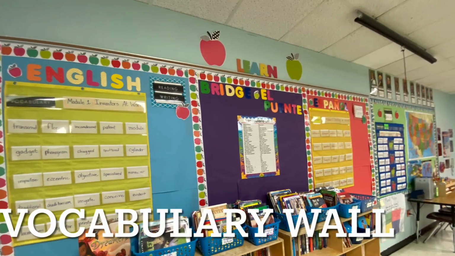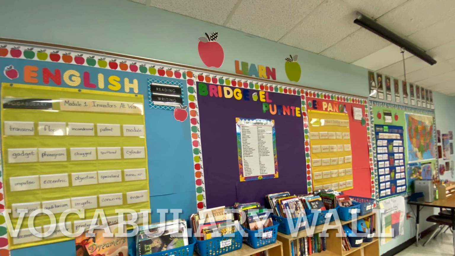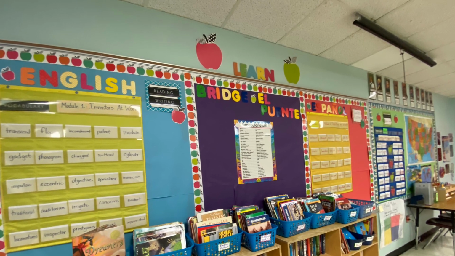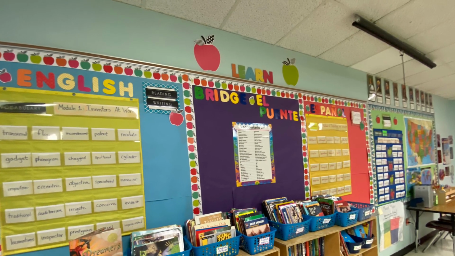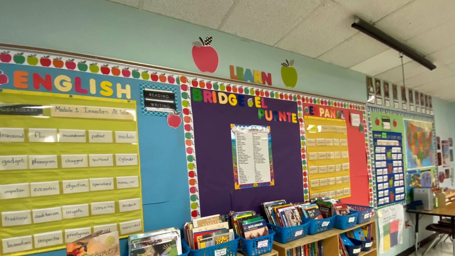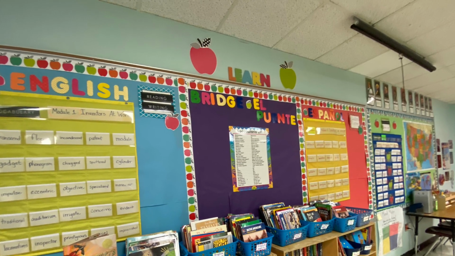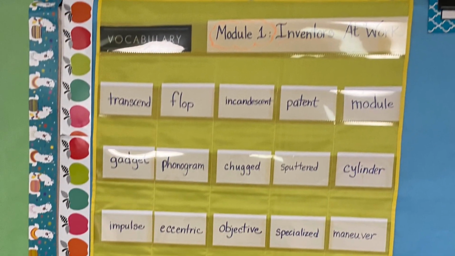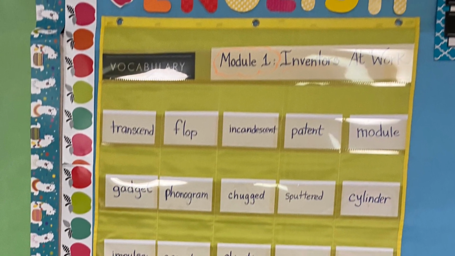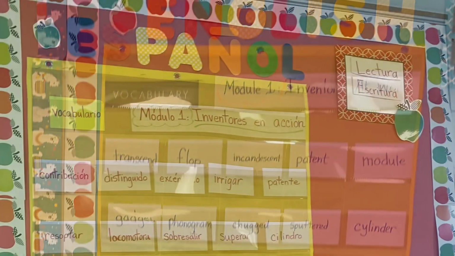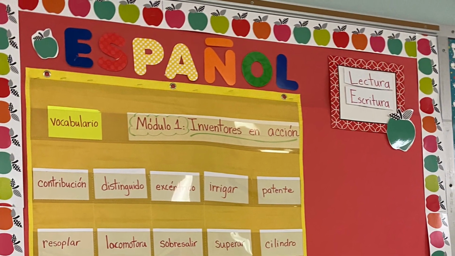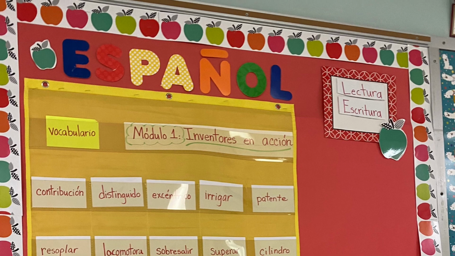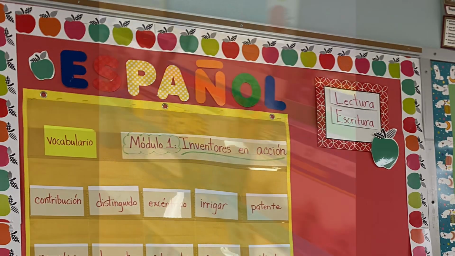This is then the opposite side of my classroom. This is where I have the vocabulary wall. In the lower grades, you need to have a word wall or a sound wall. In 5th grade, I usually just use the vocabulary wall. This is where I display the English side, the vocabulary for the different readings. I also have my Spanish side. And behind each of these words, there is their definition.